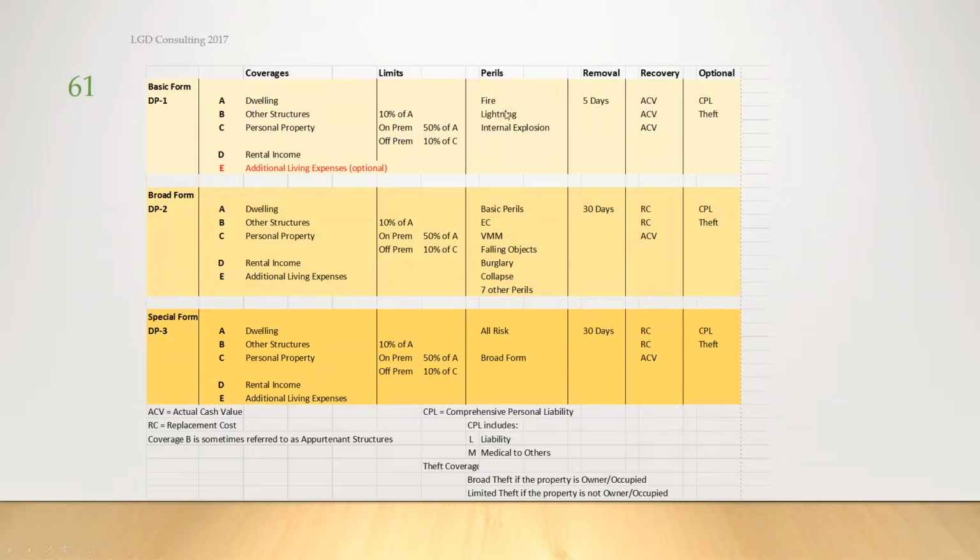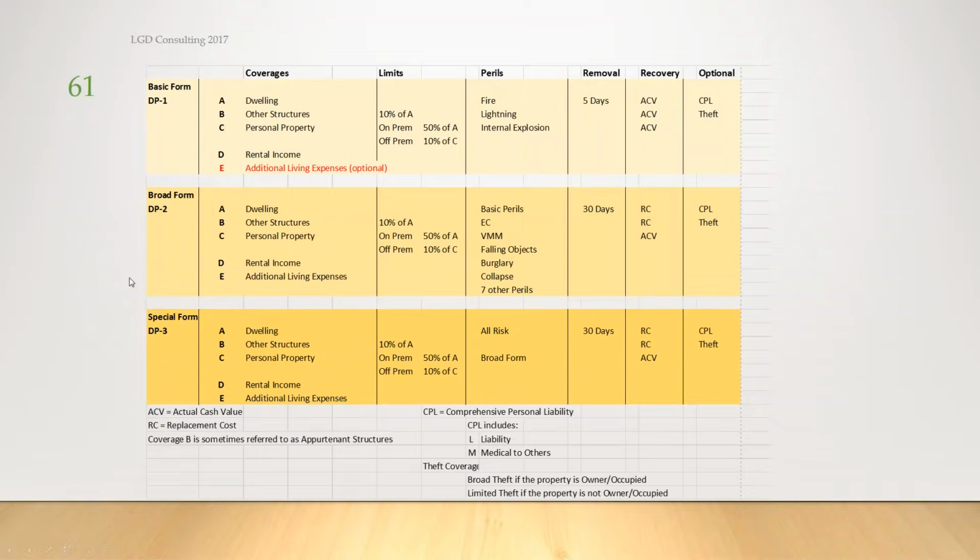All right, so DP1 covers fire, lightning, internal explosion. Remember, it's a named peril form, so there's limited coverage. Where a broad form is also named peril, it just covers more than the basic form. And then special is open peril, all risk. We cover anything you can think of except for a list of exclusions, right? And so, again, if you're a landlord, basic is good, broad form is better, but special would be the best, okay?